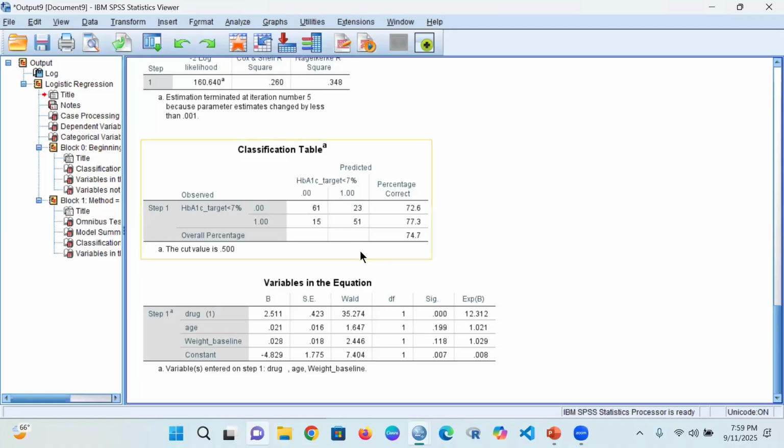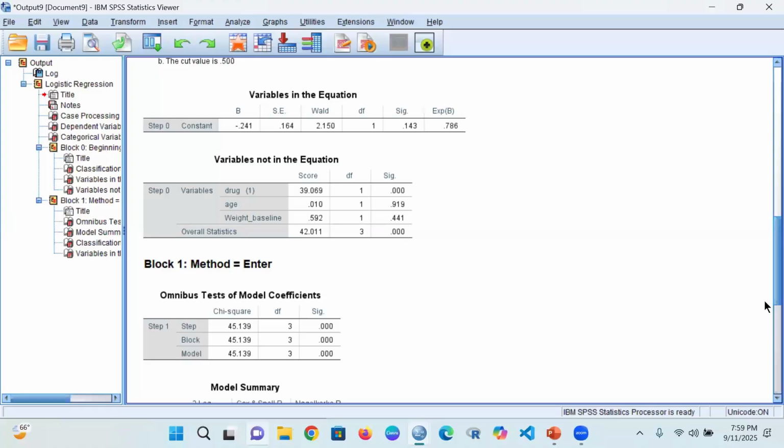So in our analysis, let me get to the model. So you have the model, the variables in the equation. This one now is the model. You have the variables not in the equation. These have not been included. That is the drug one, that is the score, the age and the weight baseline.